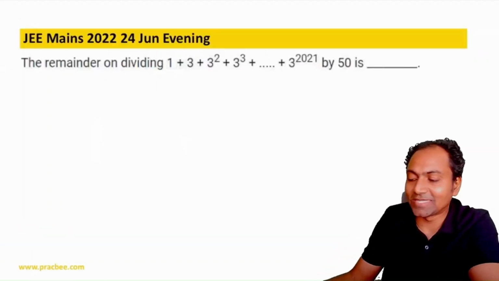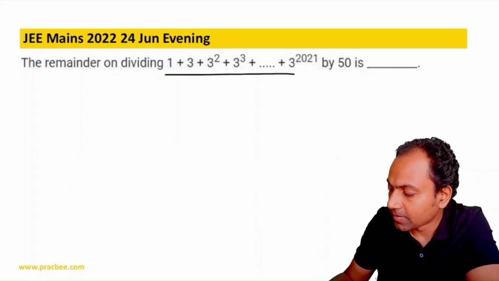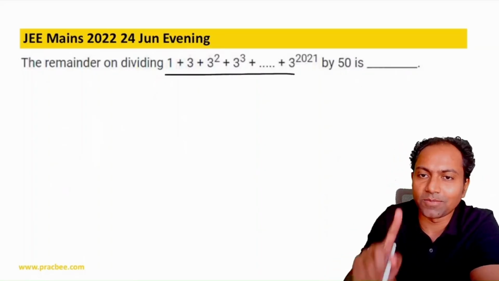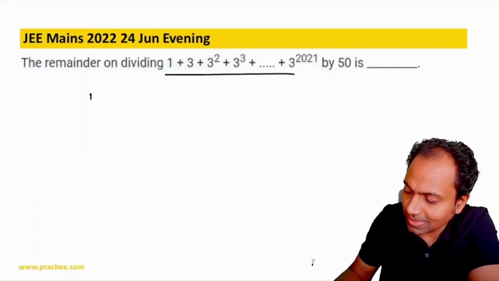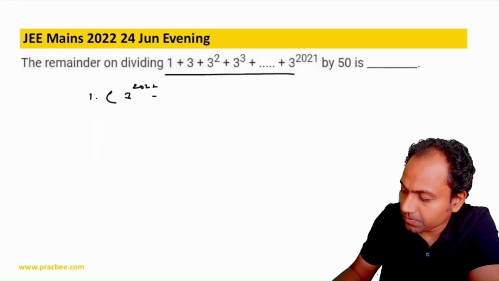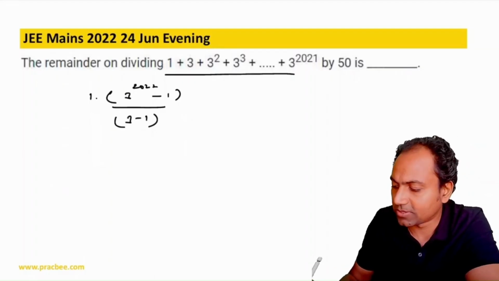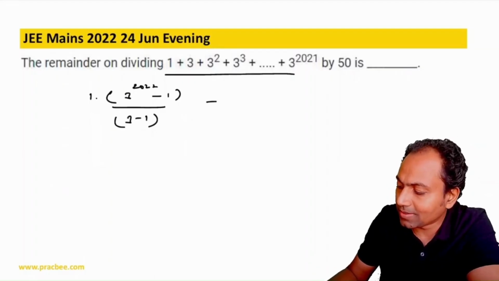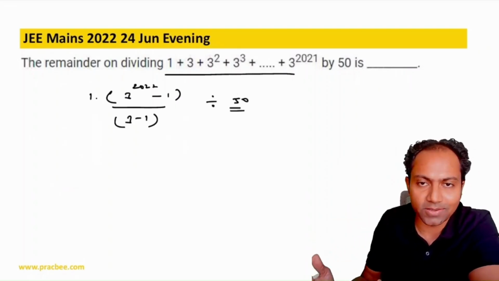Now let us start with this next question. In this next question, what they are saying is, if I sum this up, the first part is based on the sum of a GP. So first I need to apply the sum of GP. So it becomes a into r, that is 3 raised to the power 2022 minus 1 by 3 minus 1, because there are 2022 terms in this expansion. If I find this and then divide it by 50, what is going to be my remainder? That is what they're asking.